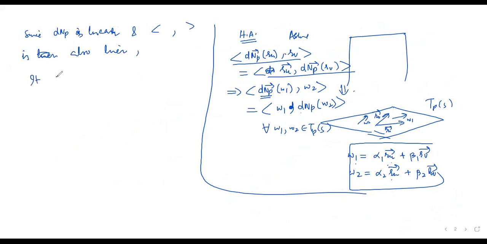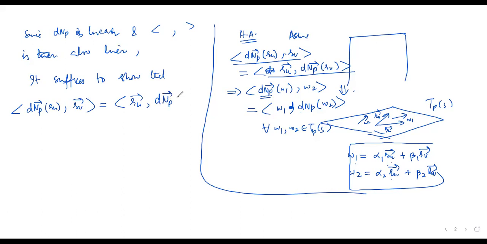It suffices to show that dnp applied to ru, rv is equal to r sub u dnp r. So we have to show star, that would be sufficient.